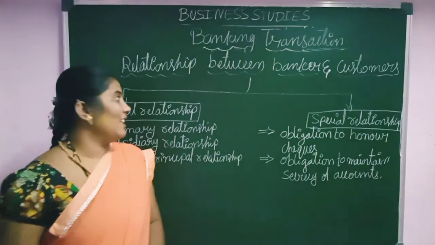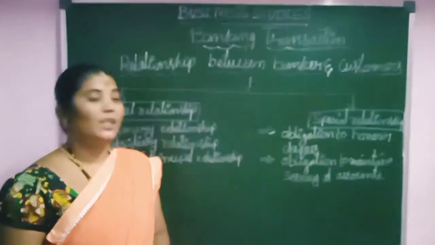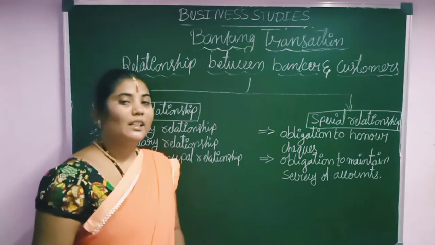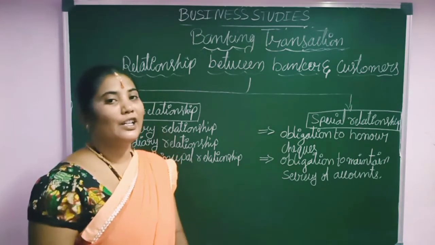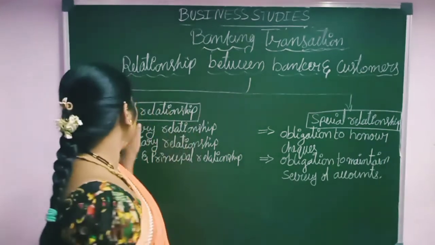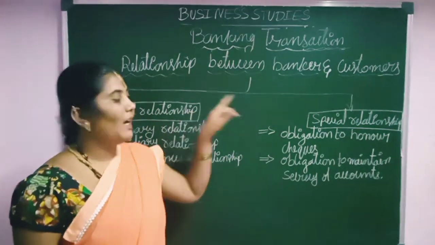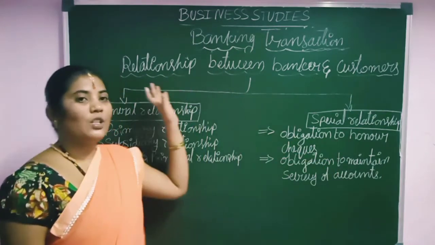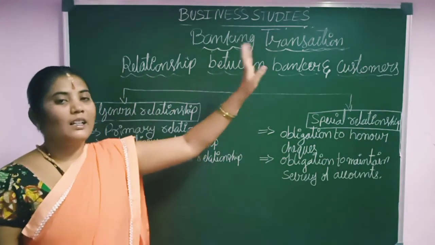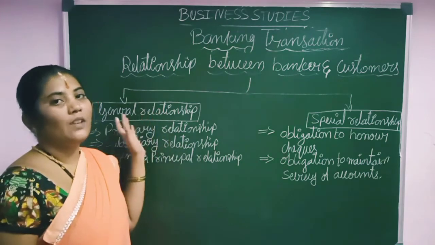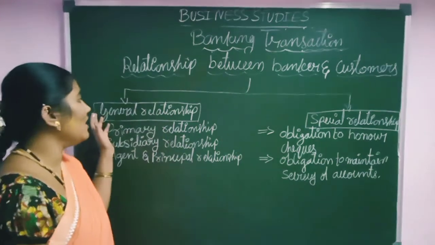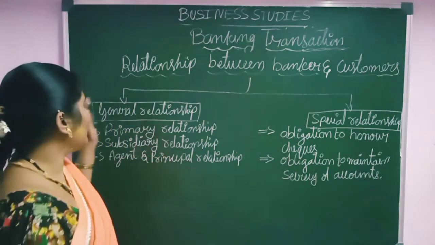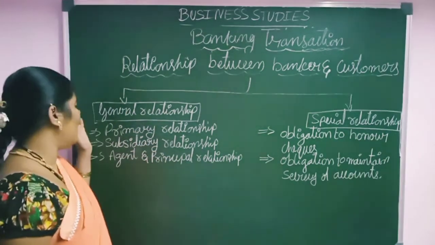Understand? Let us discuss the relationship between the banker and customer. The relationship between the banker and customer is broadly divided into two parts. First one is the general relationship and second one is the special relationship. The relationship between the bank and customer is broadly divided into two parts. The first one is the general relationship and the second one is the special relationship. Let us discuss the general relationship.